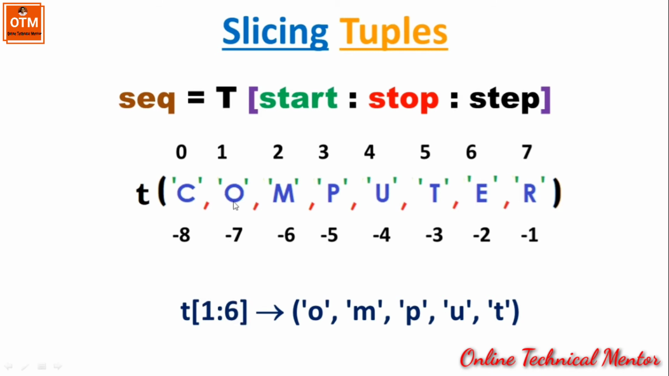So at index 1 it is written O and index 5 contains T. So within this, elements 1 to 5, all the characters will be considered. So OMPUT will be the new sequence of slicing. Let me show you more slicing techniques in the Python interpreter.